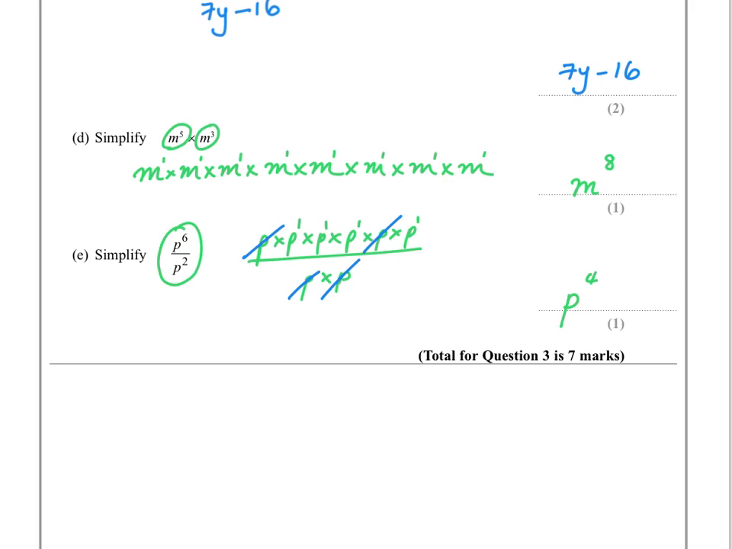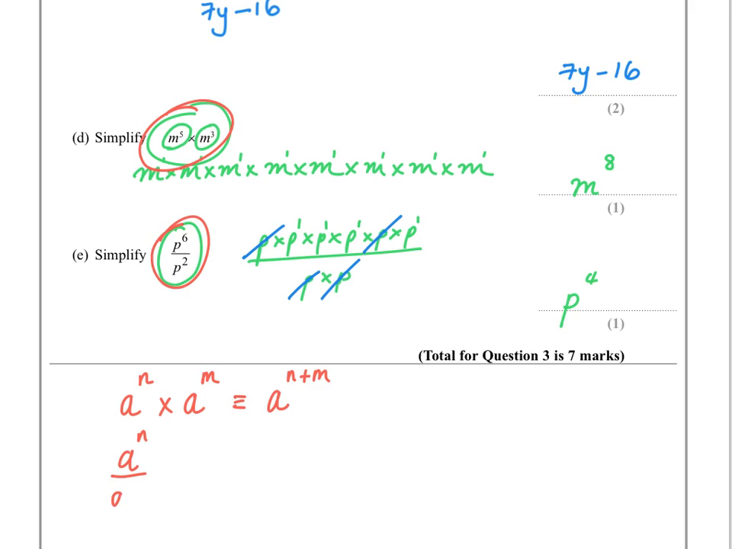Now, usually this is just testing the indices that you should know. If you have a to the n times a to the m, then that's always going to be a to the n plus m, and if you have a to the n divided by a to the m, then you're always going to have a to the n minus m. Okay, so that's testing those two.